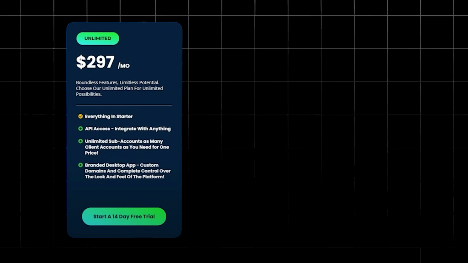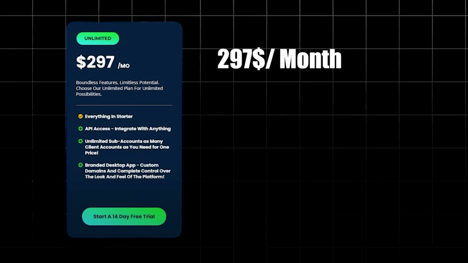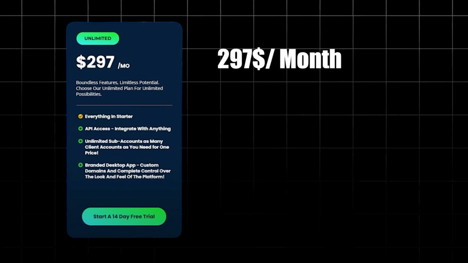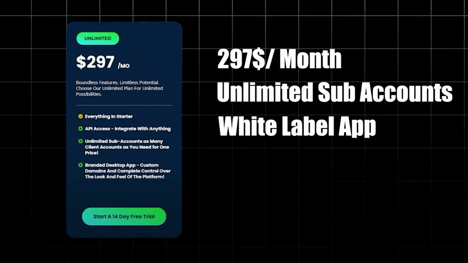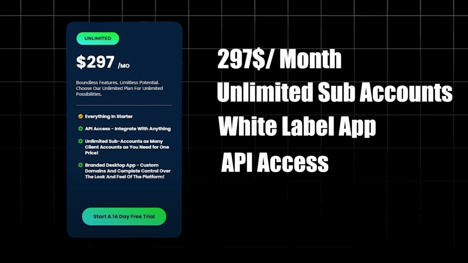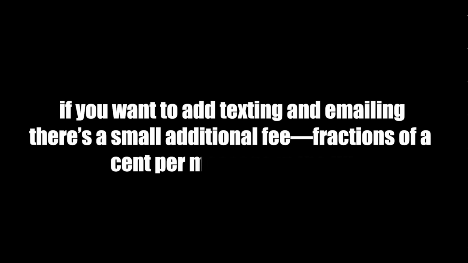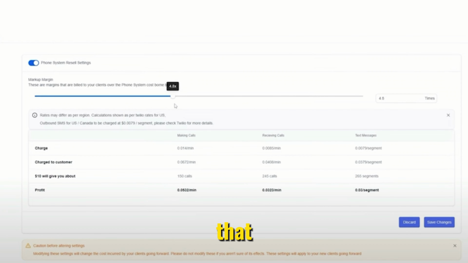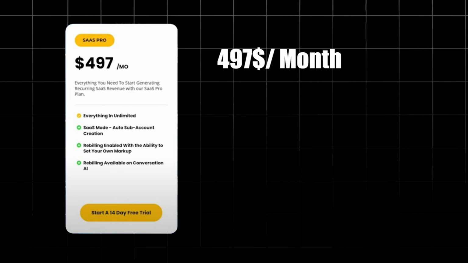The unlimited plan costs $297 a month. The main difference here is that instead of only getting 3 sub-accounts, you're getting unlimited sub-accounts. Within each of those sub-accounts, you can add your customers for an incremental cost per account. It's a flat fee for unlimited accounts. However, if you want to add texting and emailing, there's a small additional fee, fractions of a cent per message in the US. The cool thing is that you can actually bill your clients for text and SMS usage if you're on this plan. The SaaS Pro plan is $497 a month.